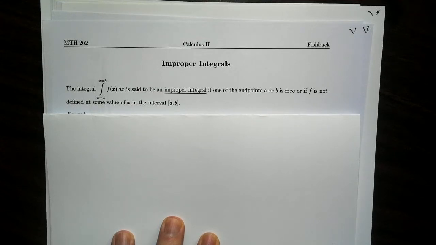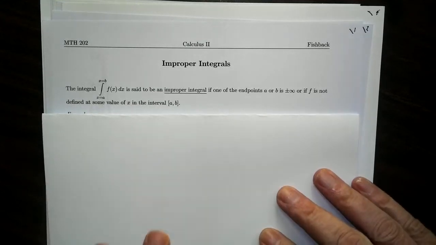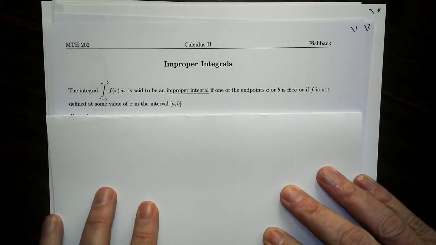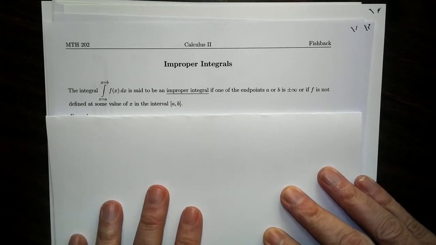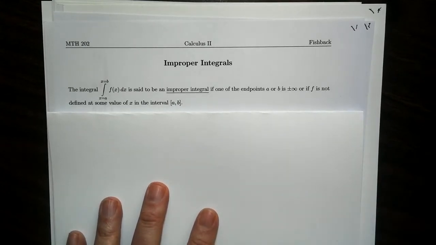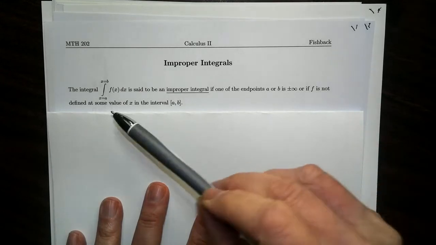In this video, we're going to be discussing a special type of integral known as an improper integral. Improper integrals arise a lot in engineering, specifically signal processing, and in the field of probability and statistics. So an integral is an improper integral, the integral from a to b.